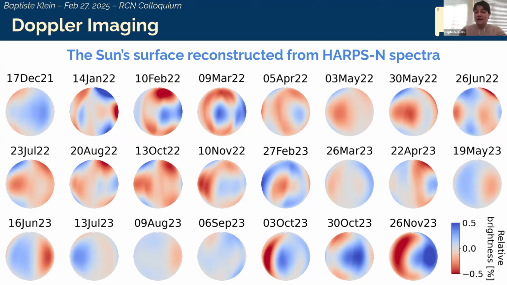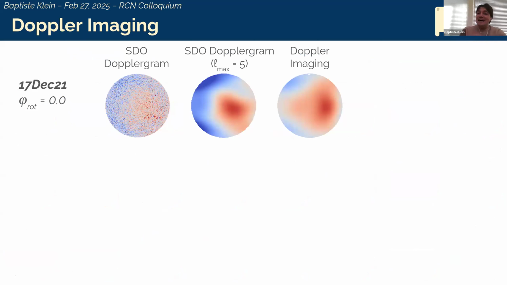I'm only showing here the phase corresponding to the first observation of each chunk. The first question we want to ask is, okay, we got maps of the solar surface, so can we compare them with actual observations of the sun? That's what I did here. I compared them with SDO observations of the sun, and I took the first map here. Obviously you cannot directly compare them, so I made a low resolution image of the SDO Dopplergram by modeling this image with spherical harmonics of degree 5 here.